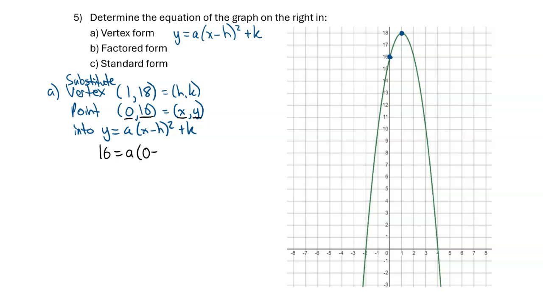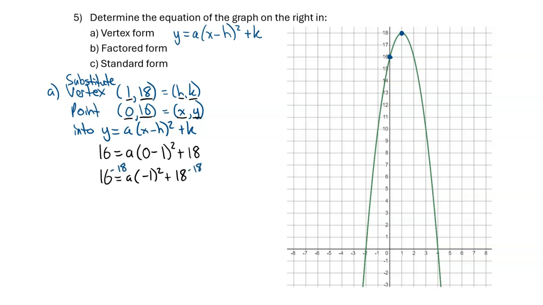x is 0, so I'm going to sub in 0. h is 1, so 0 minus 1 all squared. And k is 18. Now I want to rearrange the equation for a. So I'm going to go to 0 minus 1 and simplify that. 0 minus 1 squared is -1 squared. And so now I'm going to use the reverse order of operations to rearrange.